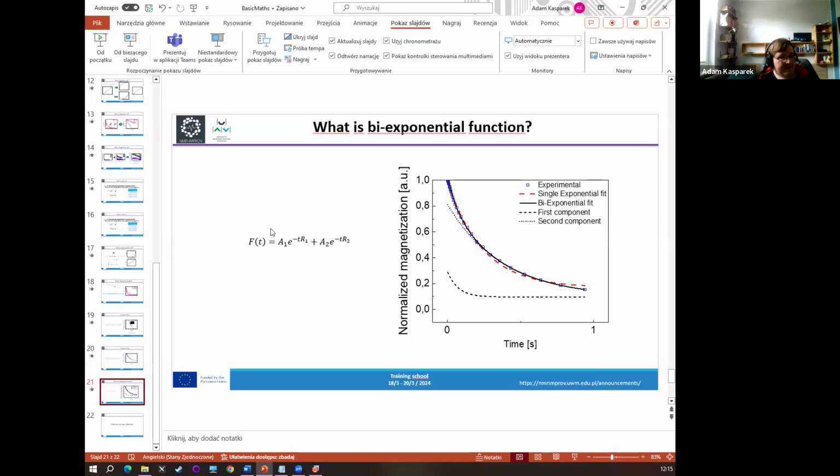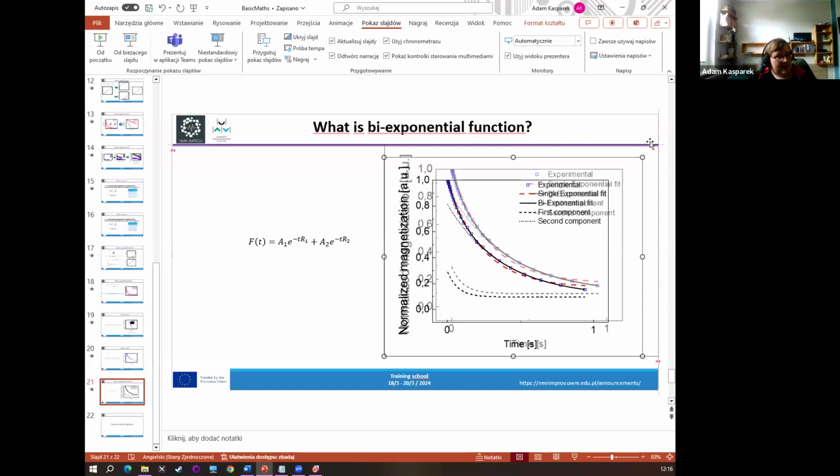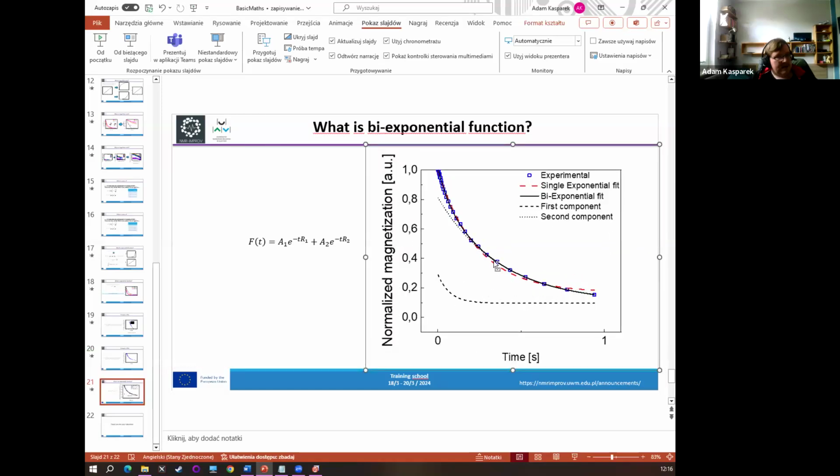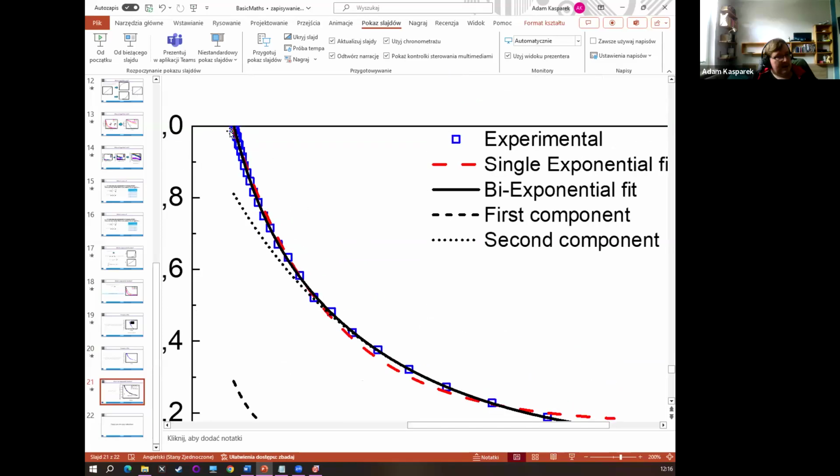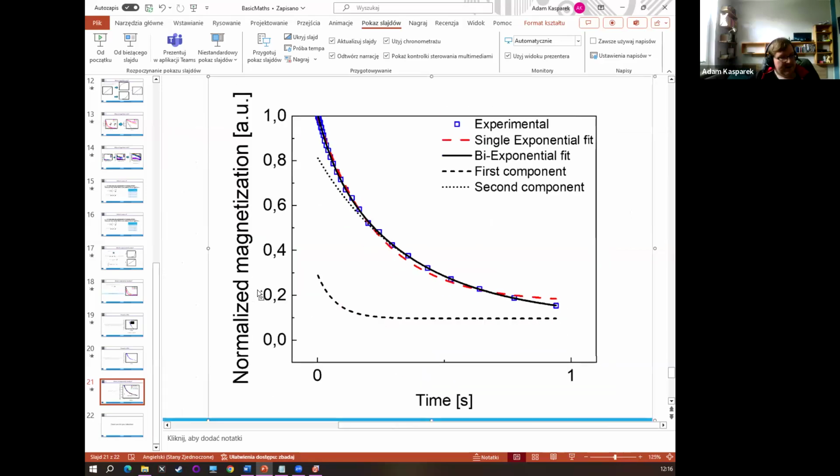The function is described by a bi-exponential function, where we have two amplitudes, A1 and A2, and two relaxation rates, R1 and R2. As we can see here, because I already did that fit earlier, the single exponential fit is the dashed red line. The black solid line is the bi-exponential. And as you can see, it is aligned with the experimental results very well.